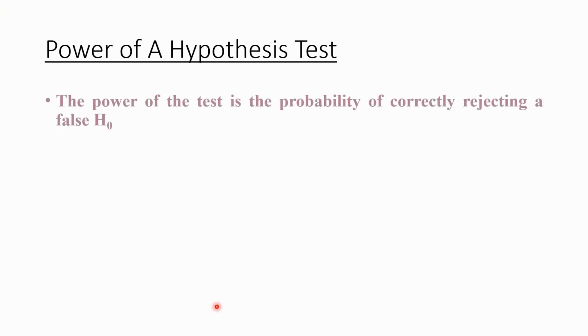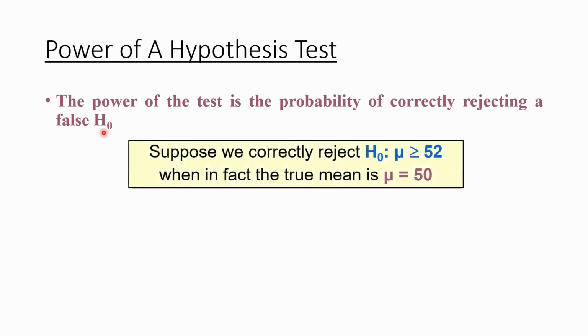The probability of correctly rejecting a false H0. So suppose we correctly reject H0 at mu greater than or equal to 52, when in fact the true mean is mu equals 50. Let's take that example. So how do you look at this graphically? So you have your graphs here like this.